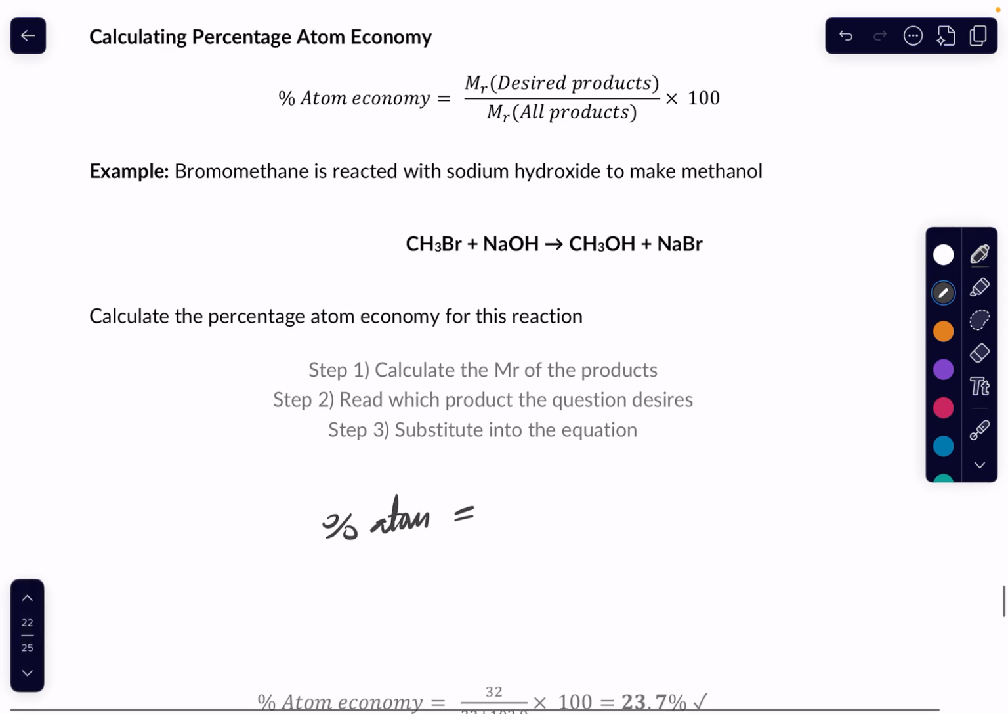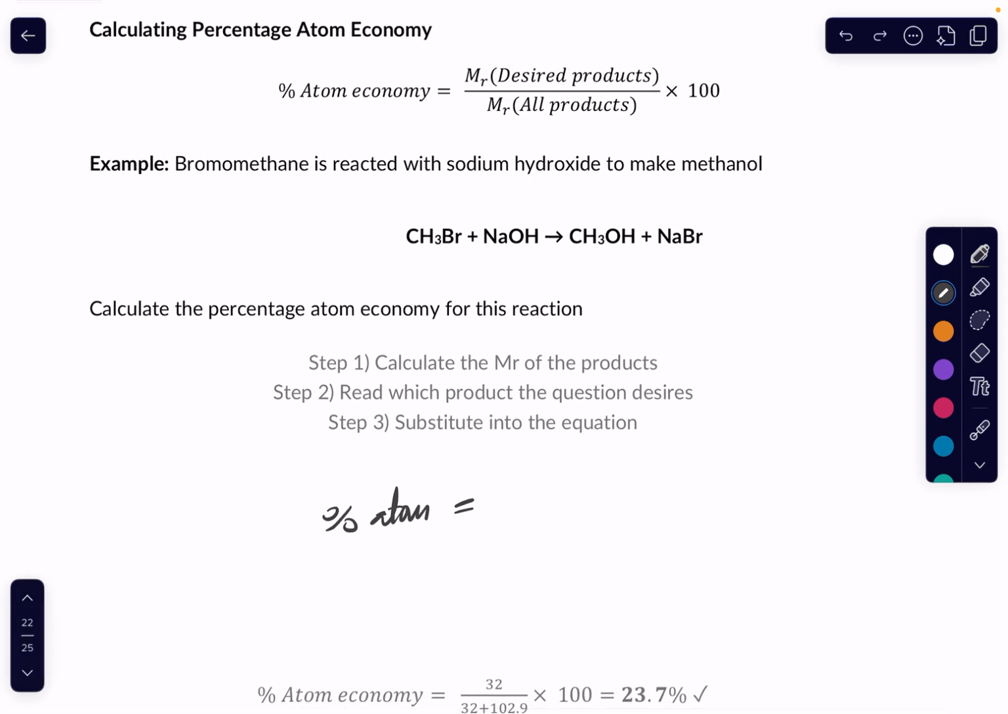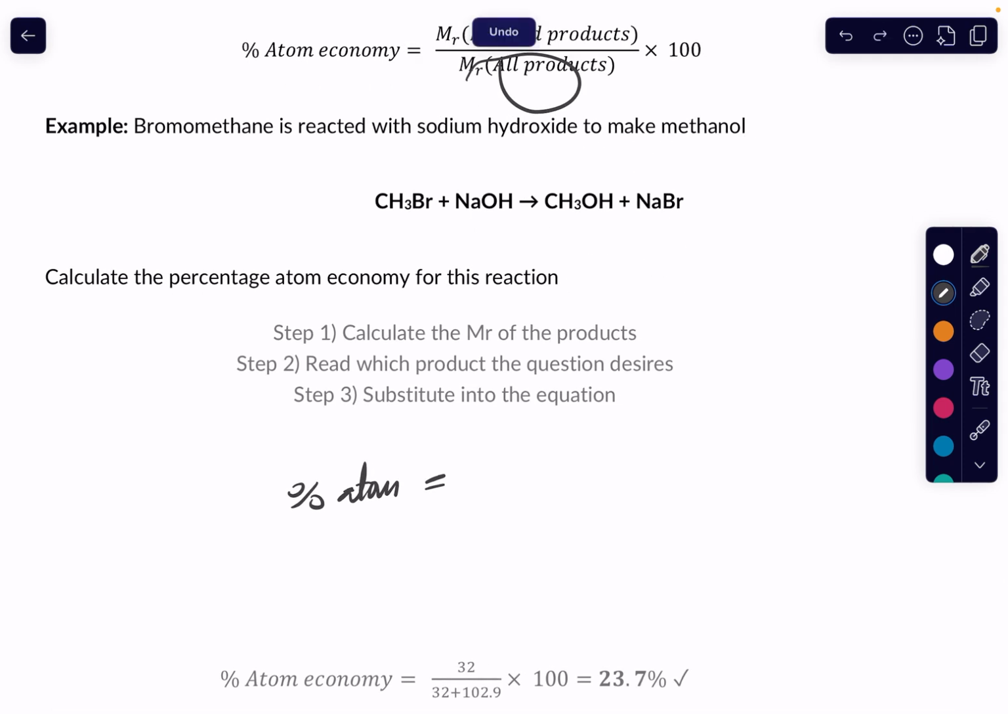What we need to do is, it's the MR of our desired products divided by the MR of all our products. So we're only interested in the product side. What we are interested in is the methanol. We've got 1 carbon, 3 hydrogens, 1 oxygen, and then another hydrogen. You might also write it like this, CH4O.